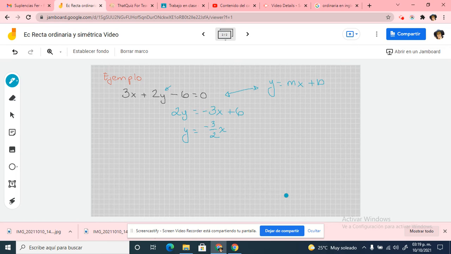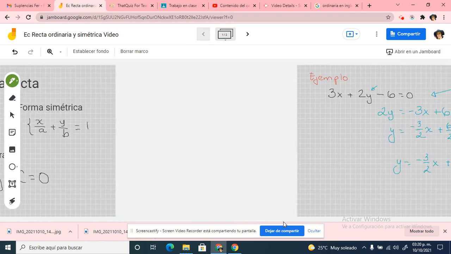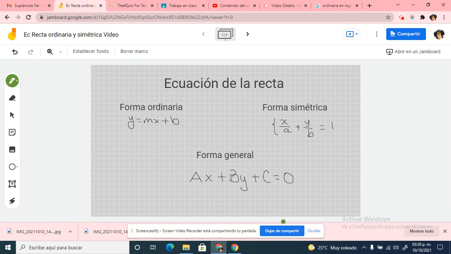So it's going to be minus 3 halves of x plus 6 divided by 2, which is 3. So in this way, we have y equals minus 3 halves x plus 3. And this way, we know that the slope is minus 3 halves, and the ordinate to the origin is 3. Simple as that. The same thing will happen, so we can now transform to the symmetrical form.